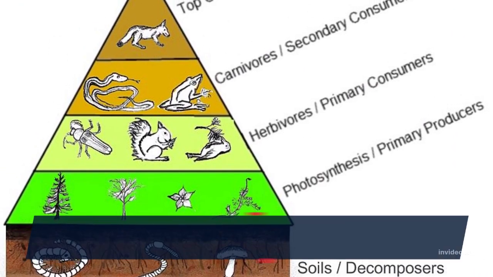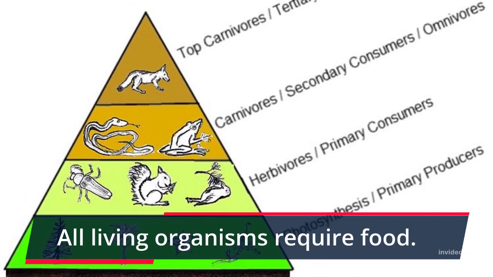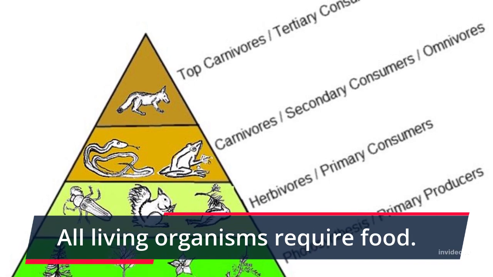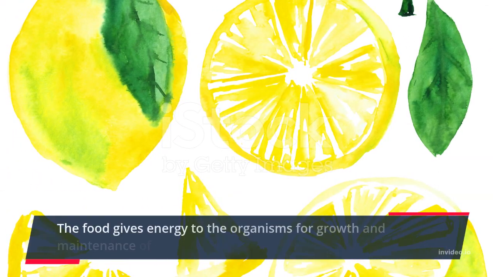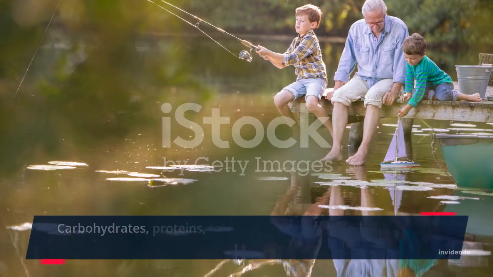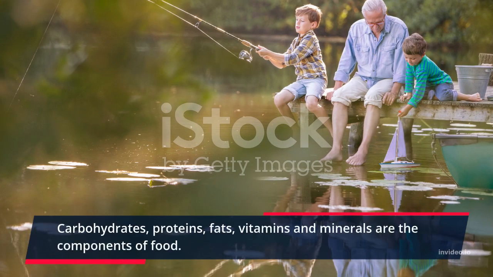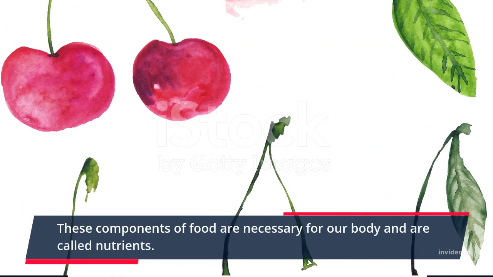The food gives energy to the organisms for growth and maintenance of their body functions. Carbohydrates, proteins, fats, vitamins and minerals are the components of food. These components of food are necessary for our body and are called nutrients. Nutrition is the process of taking food by an organism and its utilization by the body.